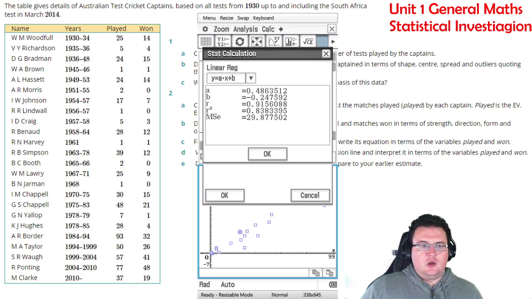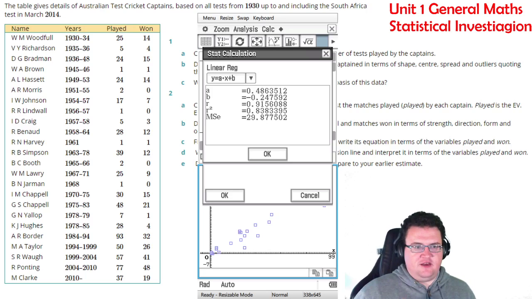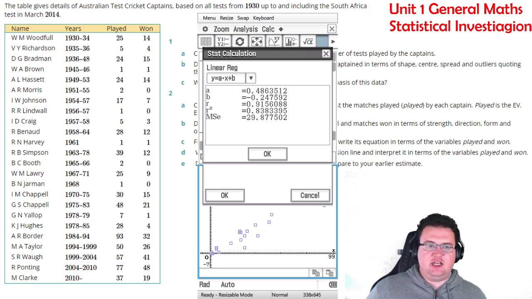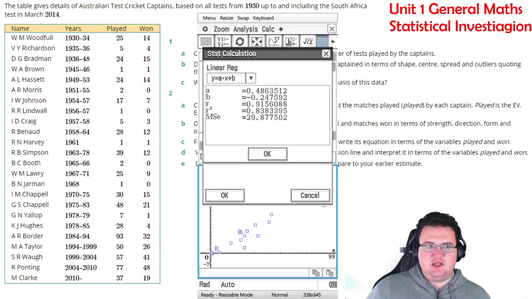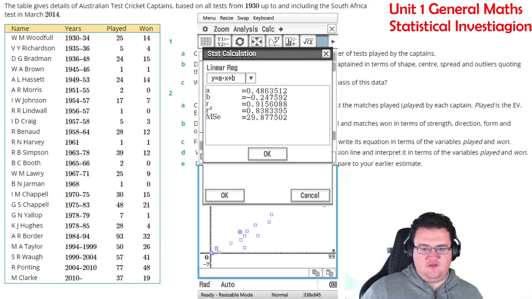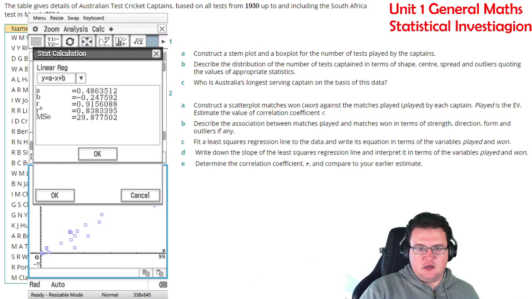All right. On your CAS, it'll come out looking like the way it does there. If it's y equals ax plus b, then A is your slope and B is your intercept. That means that based on this equation here, most test captains are likely to win about 48% of their matches. All right. And the R value of 0.91, we sort of predicted that it was going to be a strong positive, and it is. So that's what we've got there. All right, and that's all you need to do for those questions. I've basically done it for you.